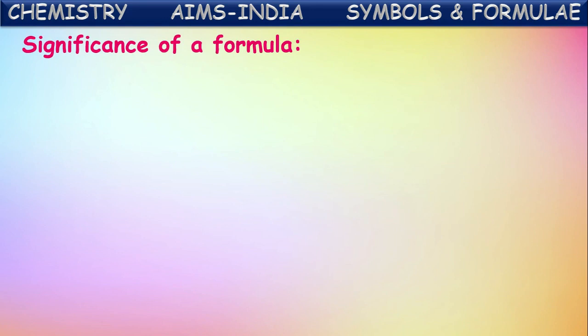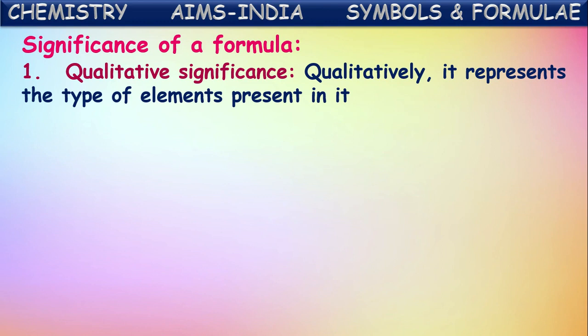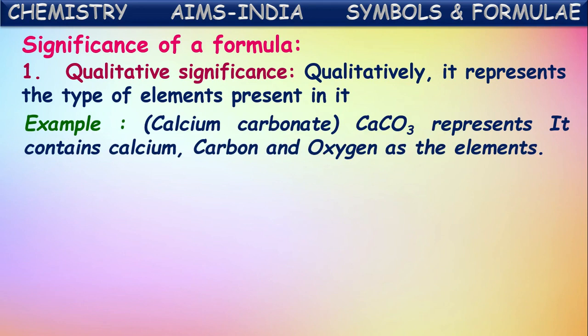The significance of a formula. While learning about symbols of elements, we learned the significance of the symbol of an element, how a symbol has two significances. In the same way, a formula also has two significances: one is a qualitative significance and the other is a quantitative significance. First, qualitative: what information is given qualitatively from the formula? Qualitatively, it represents the type of elements present in it. What kind of elements are present is given by the formula of a compound.